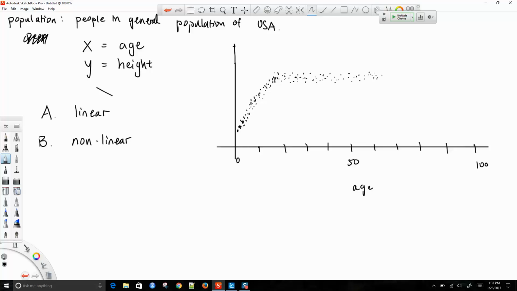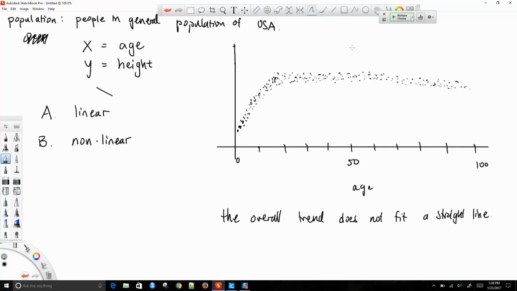And perhaps once you start hitting 60 or 70, then there's a slight decline in height, as the discs in your back start to get compressed and bone density is reduced, something like this. So overall, the general trend cannot be described by a single straight line. The overall trend does not fit a straight line.